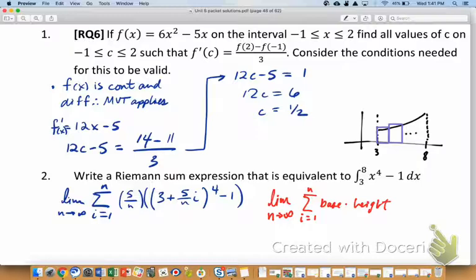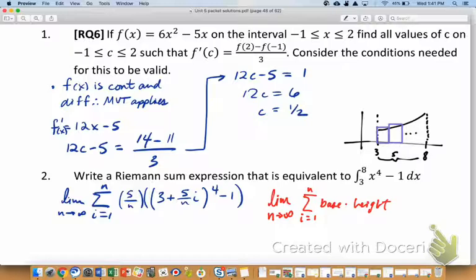So the full interval width is 5, right? From 3 to 8 is 5. And I want to be able to use n rectangles. So if the full interval width is 5 and I divide it up into n little parts, how wide is each part? So from here to here is 5 wide. And I want to split it up. Let's do the number thing. If I wanted to split that up into 5 equal subintervals, how wide would each one of them be?